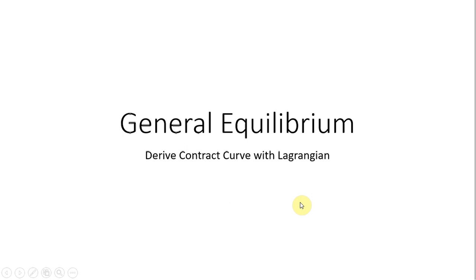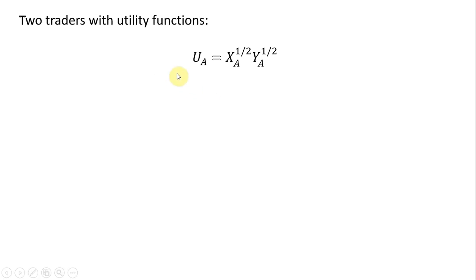Hello, in this video we're going to derive a contract curve using the Lagrangian. We have two traders with the following utility functions, trader A or person A, and person B's utility function.